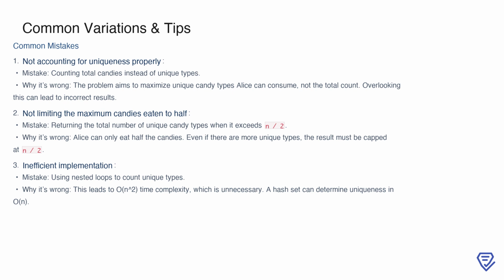Another common mistake is failing to respect the maximum limit of candies Alice can eat, which is half of the total candies. If the number of unique types exceeds n divided by 2, the result must still be capped at that limit. Finally, inefficient implementations can also lead to problems. For instance, using nested loops to count unique candy types results in an O(n²) time complexity, which is unnecessary. A hash set is a much more efficient way to determine uniqueness in O(n) time.